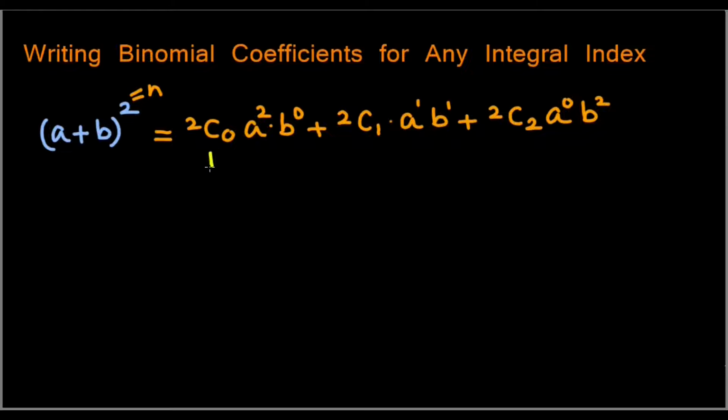Here 2C0 will be 2 factorial upon 2 minus 0, that is 2 factorial, into 0 factorial, which by definition is 1. Coefficient 2C1 will be 2 factorial upon 2 minus 1, that is 1 factorial, which again by definition is 1, into 1 factorial, which is also 1. 2C2 will be 2 factorial upon 2 minus 2, which is 0 factorial, which by definition again is 1, and 2 factorial is 2 factorial.